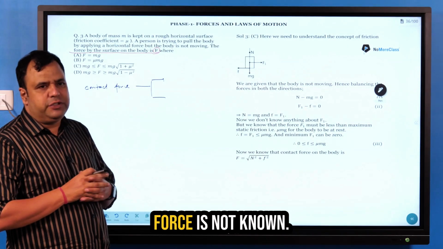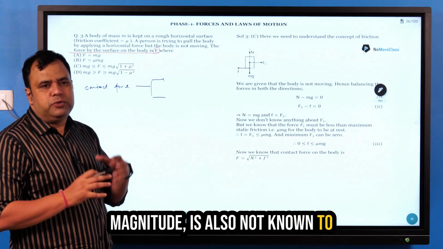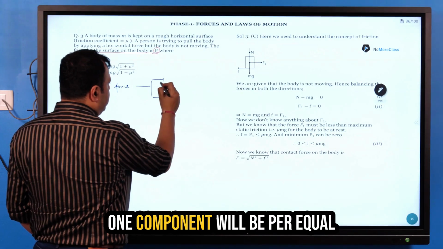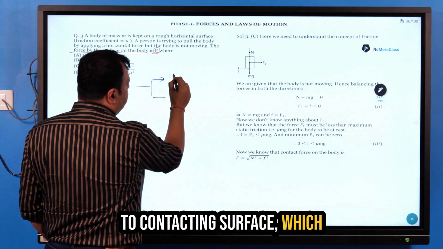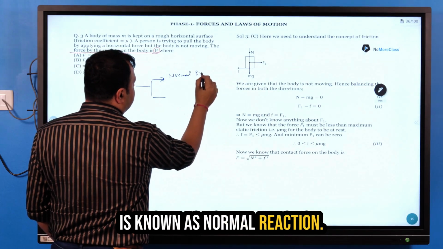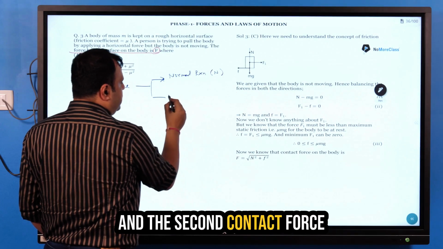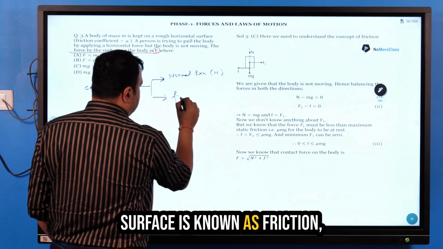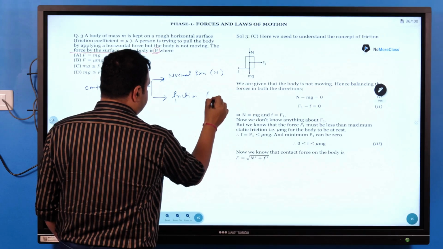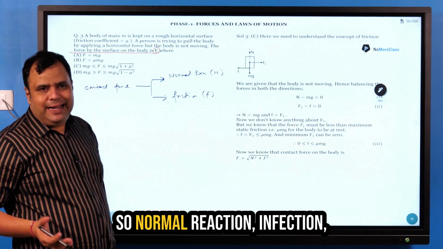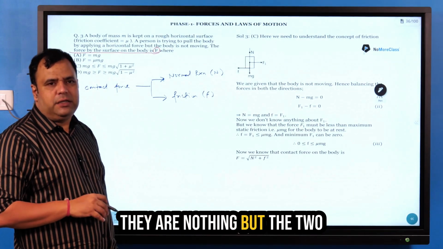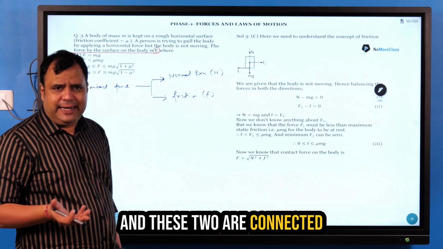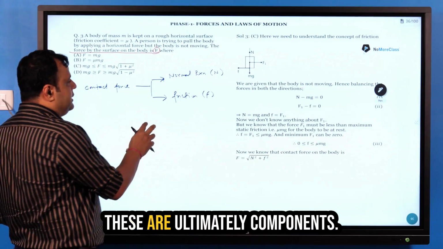The direction of the contact force is not known, and the magnitude is also not known. To study the contact force, we divide it into two components. One component is perpendicular to the contacting surface, which is known as normal reaction. The second component is parallel to the contacting surface, and is known as friction. So normal reaction and friction are nothing but the two components of a single contact force, and these two are connected because they are ultimately components.